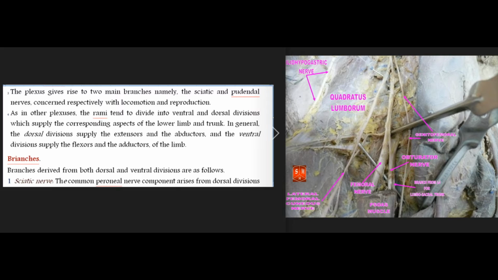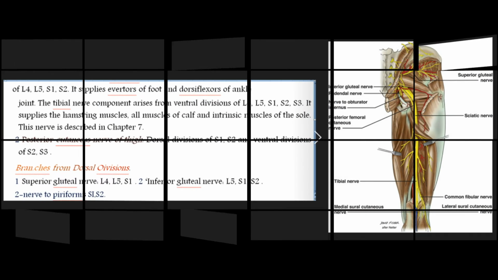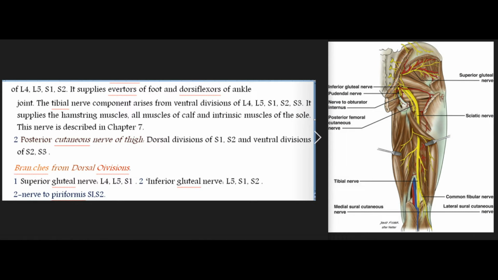Branches. Branches derived from both dorsal and ventral divisions are as follows. 1. Sciatic nerve. The common peroneal nerve component arises from dorsal divisions of L4, L5, S1, S2. It supplies everters of the foot and dorsiflexors of the ankle joint. The tibial nerve component arises from ventral divisions of L4, L5, S1, S2, S3. It supplies the hamstring muscles, all muscles of the calf and intrinsic muscles of the sole. This nerve is described in Chapter 7.